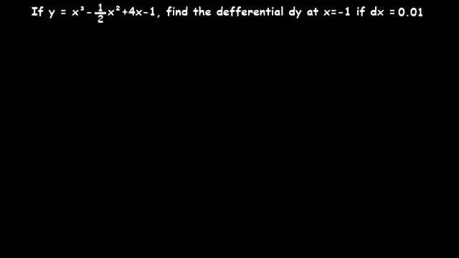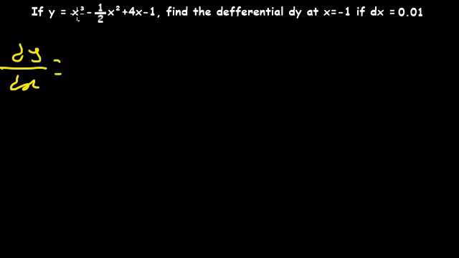If y is equal to x to the power of 3 minus 1 second x to the power of 2 plus 4x minus 1, find the differential dy at x equals negative 1 if dx is 0.01. So just like before, let's find the derivative dy dx.